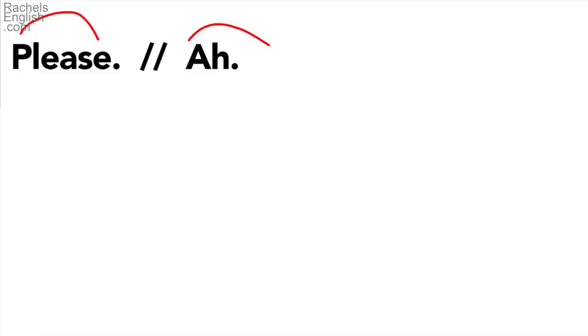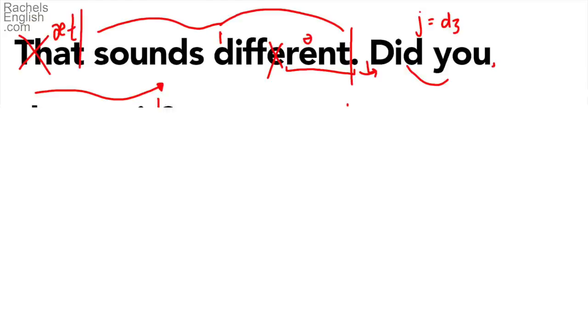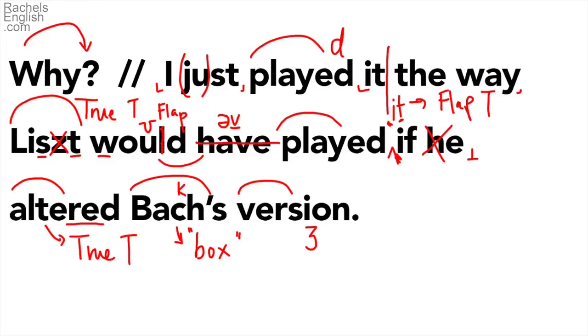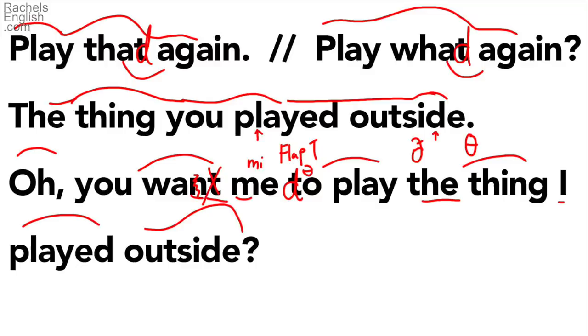That sounds different. Did you change it? Well, I changed it a little bit. Why? I just played it the way List would have played it if he'd altered Bach's version. Play that again. Play what again? The thing you played outside. Oh, you want me to play the thing I played outside? Please.